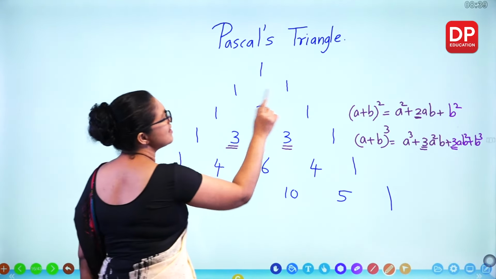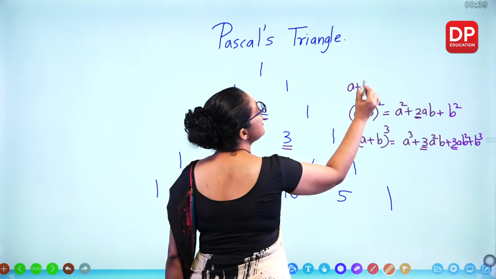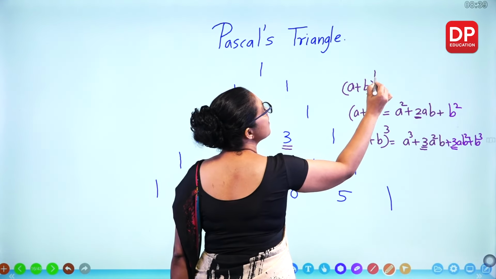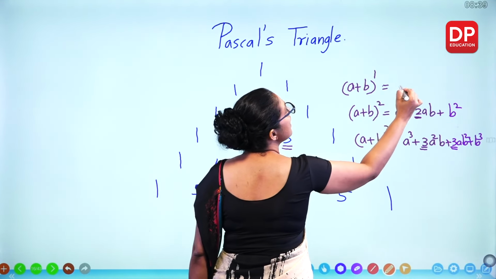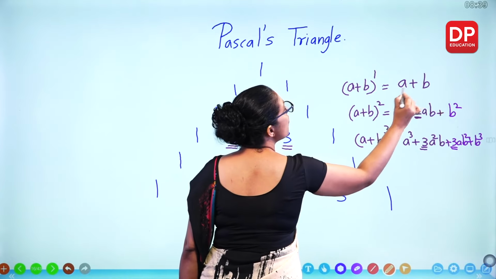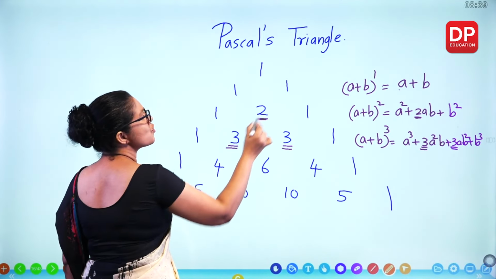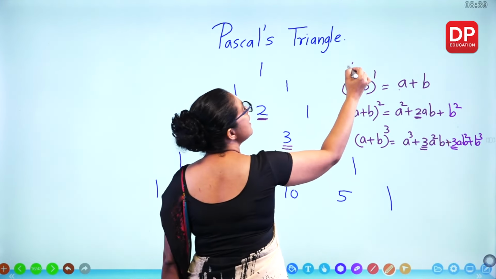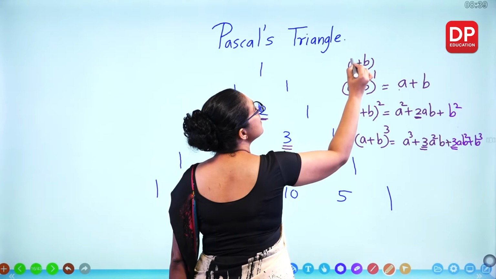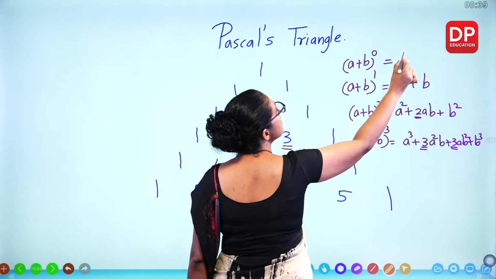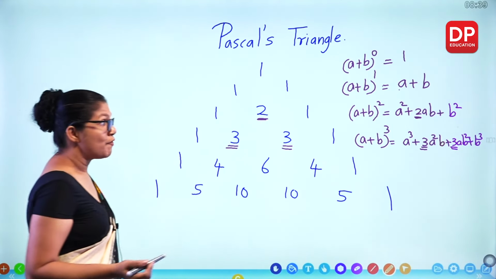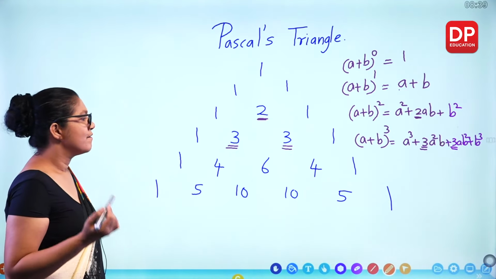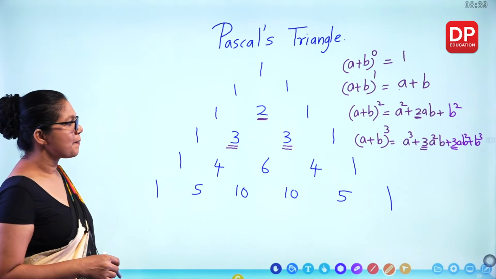What about this one? This is just a plus b to the power 1. So what you get? A plus b. So 1 and 1. So these 2. And this actually a plus b to the power 0. You get 1.